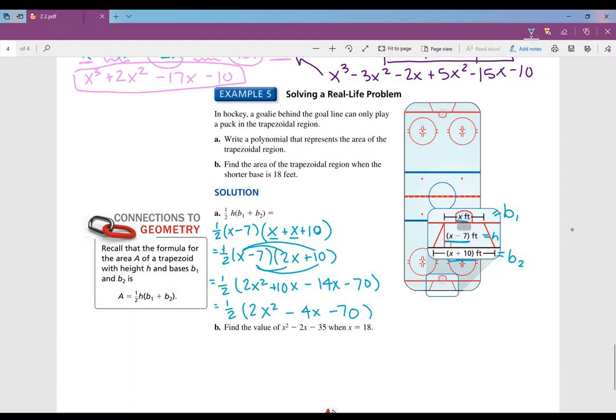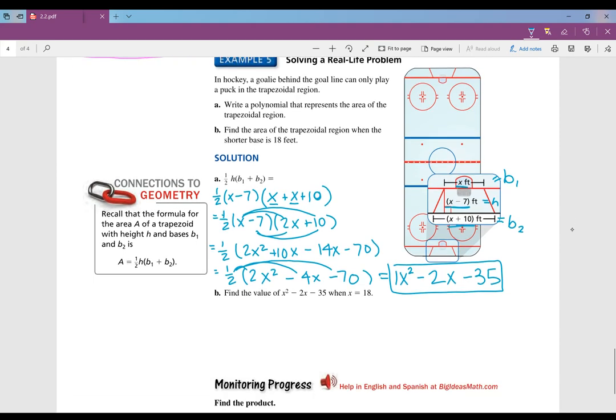And the last thing we need to do is multiply in this 1/2 to everything. So 2 times 1/2 would be 1, so we'd get 1x squared. 1/2 times -4 is going to be minus 2x. And then 1/2 times -70 is going to be minus 35. And that would be your answer for the area of that trapezoid region.